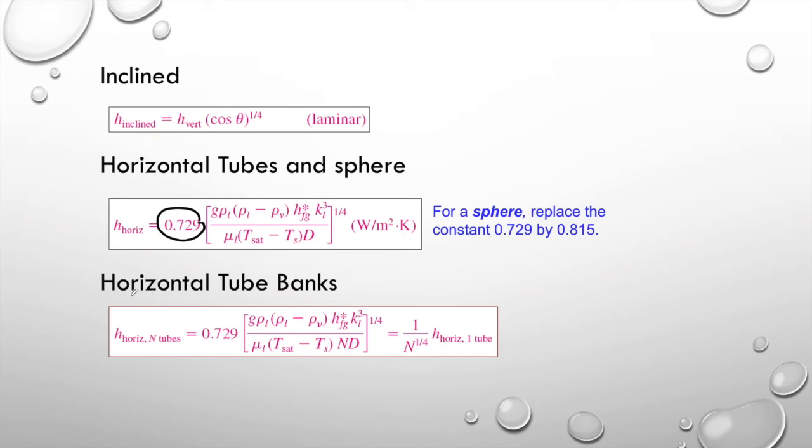And then we have another problem where we have to find the h for the horizontal n tubes, which means tube banks. For the h horizontal n tubes, you can directly substitute into this equation, or you can calculate one by one. You calculate the h horizontal tubes from this equation, and then substitute into this equation. The n here is the number of tubes in the rows, so from the question you have to determine the number of rows.